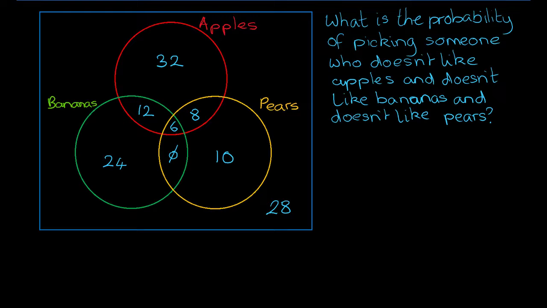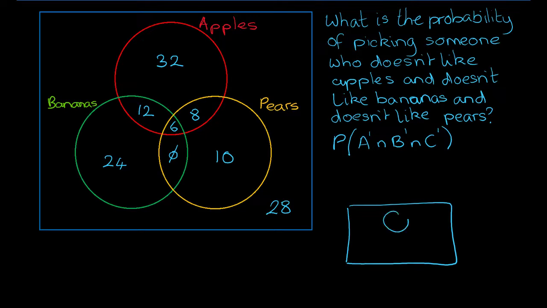Same information but new question. So we want the probability of picking someone who doesn't like apples and doesn't like bananas and doesn't like pears. So we'd write that as the probability of A dash, B dash, C dash. Still going to be out of 120, but we need to work out what region we're interested in by drawing our diagram again.